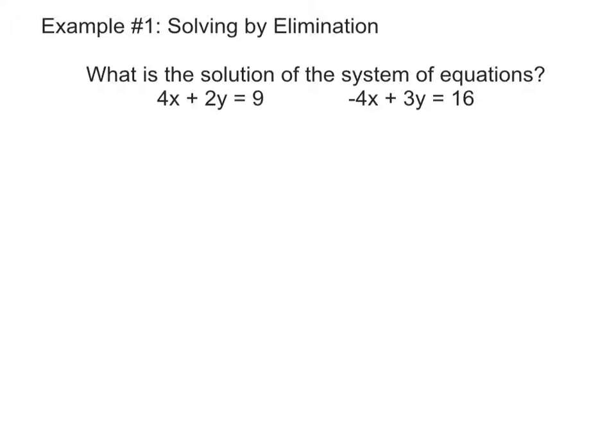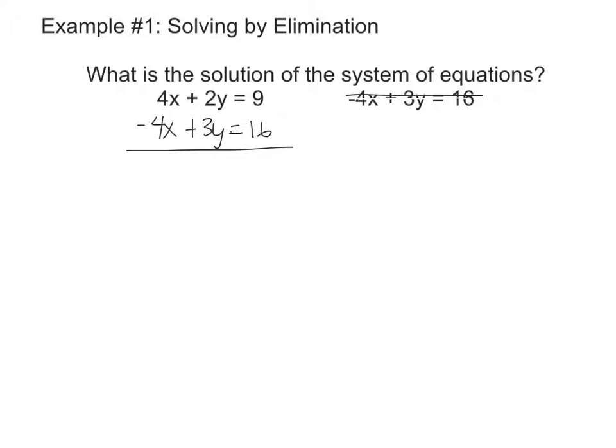So when we are solving by elimination, I probably should have stacked these, so I'm actually going to go back and show this as being stacked. So we have 4x plus 2y equals 9, and I'm going to cross it out because I don't want to see that anymore. Negative 4x plus 3y is equal to 16. Why am I stacking? Because we're going to solve vertically anyway.